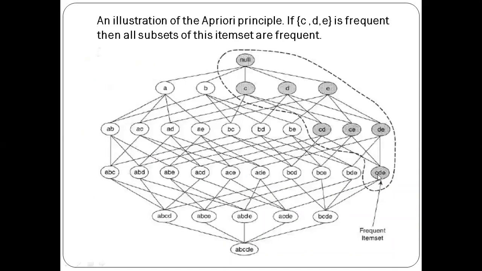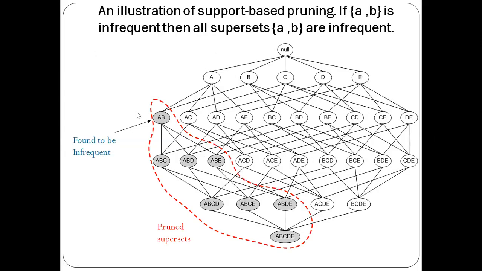In the example I have given, if CD is frequent, then all the subsets of that, CD, CE, DE, CDE, and null, will be frequent. In the same way, if an item set is infrequent, then all the supersets of that will also be infrequent. So we will be pruning here. The method we are following in order to reduce the exponential search space based on the support is called support based pruning.